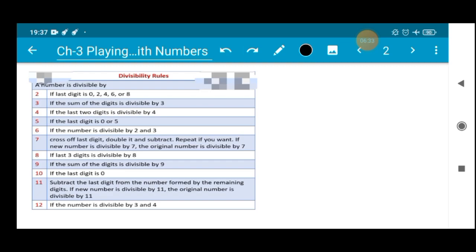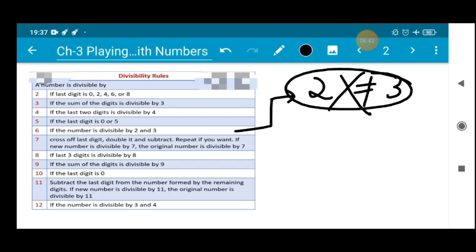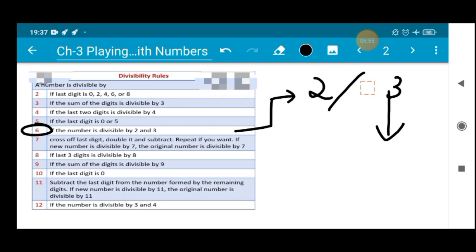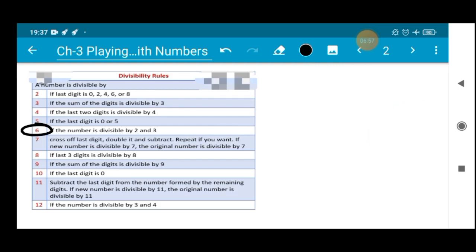So now the question comes: what if the given number is only divisible by 2 but not by 3? Then the number will not be divisible by 6. Both numbers, that is 2 and 3, should divide the number, only then will the number be divisible by 6. Clear? Okay, I hope this is clear to you all. So let's prove this with certain examples.